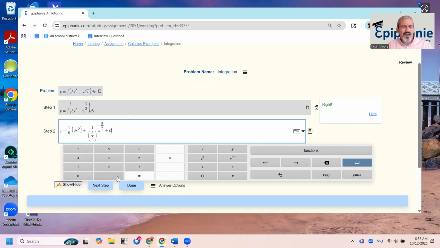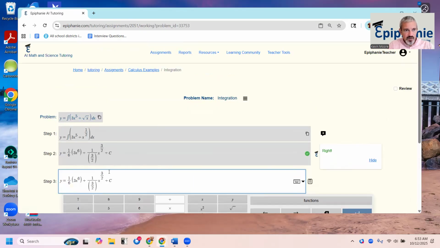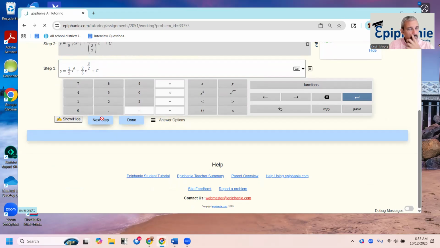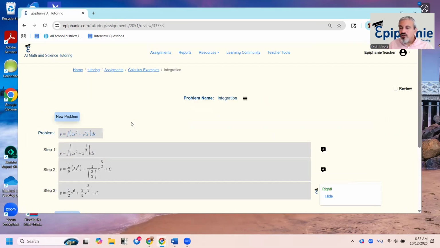We don't have all of our advice quite ready yet. It should make a note if you don't put a plus c in there. It doesn't yet, but watch for that coming up soon. Next step here. And copy and paste. We'll change this to 2/3. And this becomes 1/2. And we've got it. So that shows how you can do a variety of different types of problems using Epiphany.